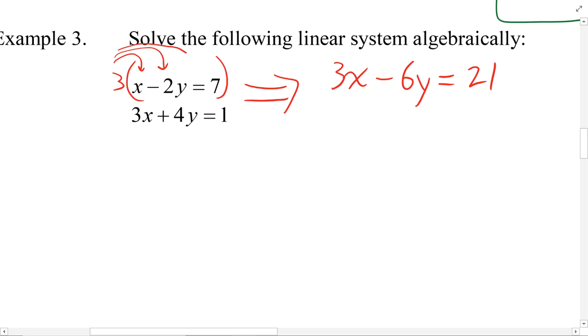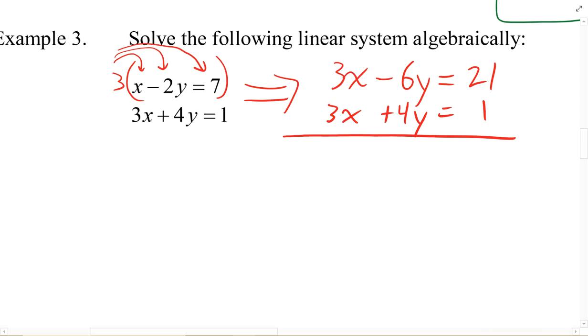So remember, you got to multiply into all parts of the equation in order to keep it equal. The bottom one, do we have to do anything? No, so it stays exactly the same. And now is where you got to think a little bit. Should you add or subtract to eliminate? In this case, you should subtract. Okay? And now you got to do the hardest math you've done all year.